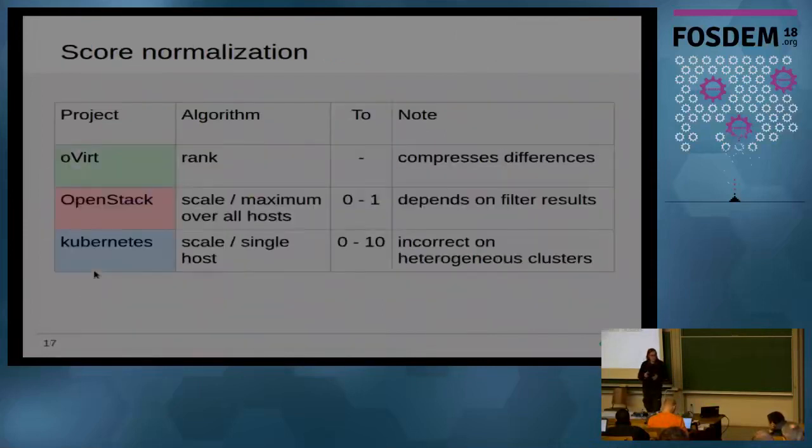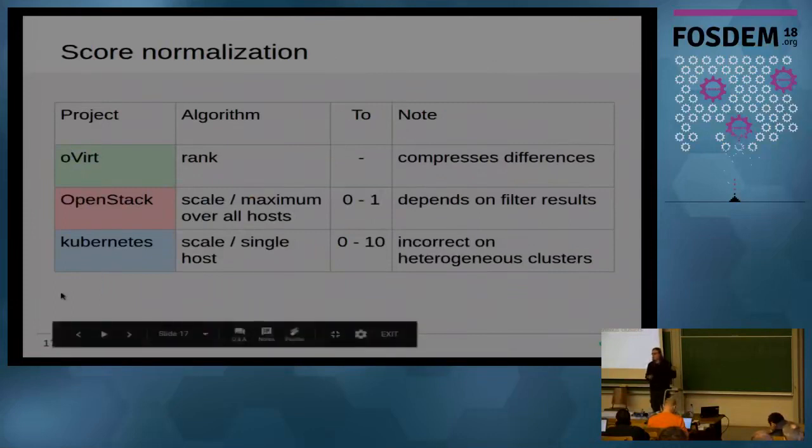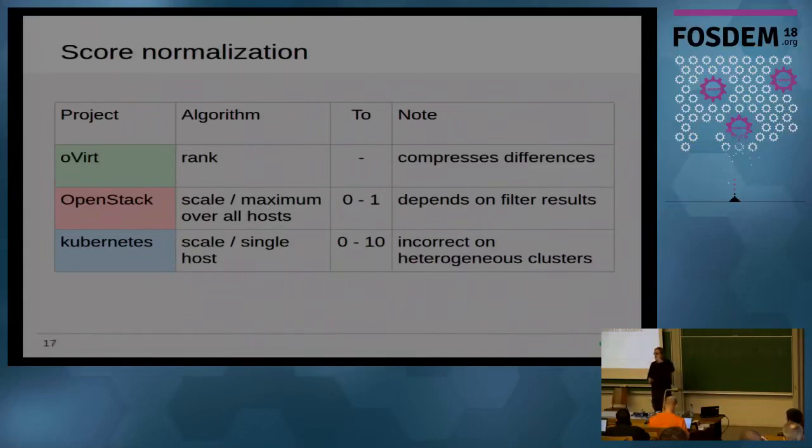And I have a table here. The normalization algorithm is actually different in all three projects. Each project decided to use a different function. They're doing it the same way, it's just that they use different maximums and different functions. So for example, oVirt uses rank. We sort all results from the CPU function and assign score based on how many hosts are worse than you. So if you have 3 hosts, one has 10% of CPU load, the other 2 have 20, the first one will get score 3.